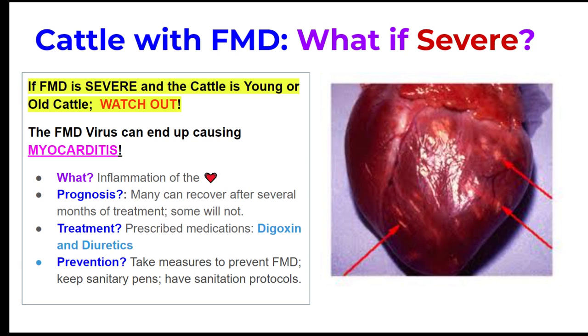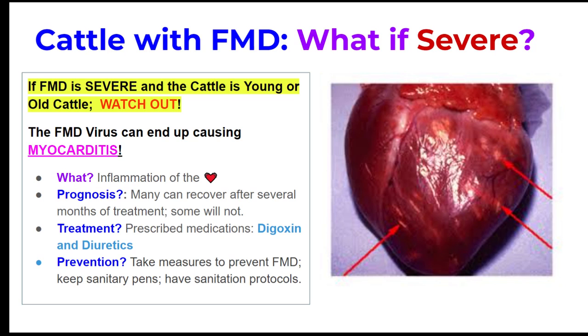If the FMD is particularly severe, and especially in cattle that are young or old, that FMD virus can cause myocarditis. Well, what's the prognosis? Many cows can recover from myocarditis after several months of treatment, but some will not. Myocarditis can be fatal. What's the treatment? Well, there are prescribed medications. Digoxin and diuretics are prescribed by the vet.